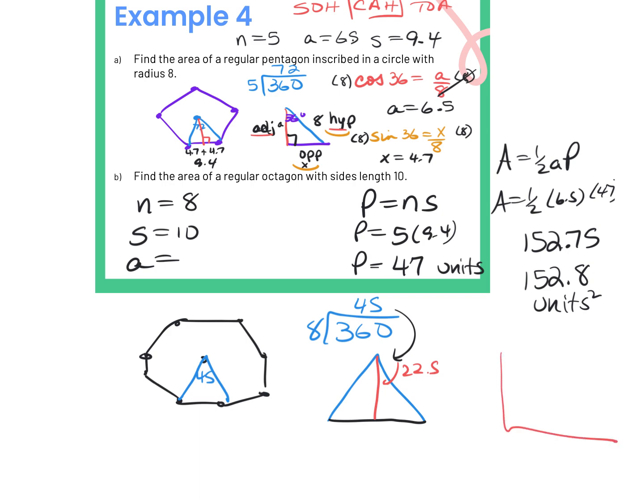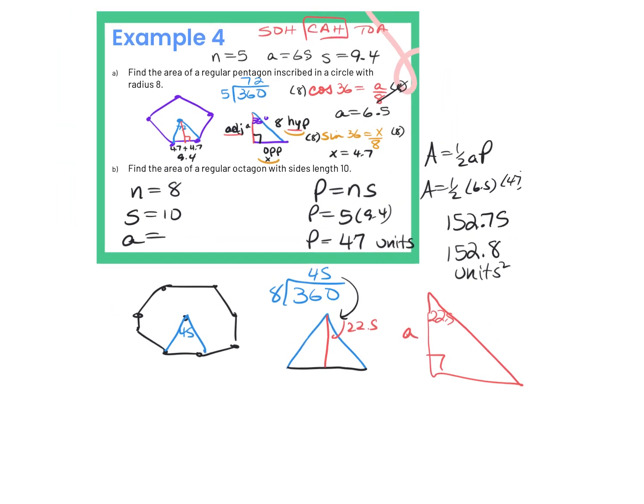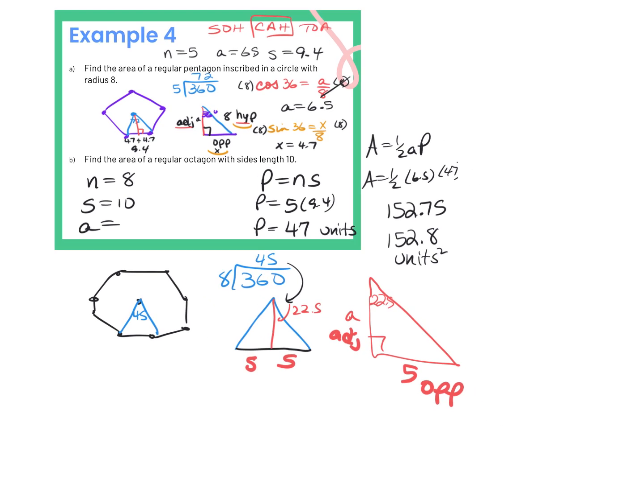So now here's my triangle. And I'm trying to find this side. I'm going to call that A. That's my apothem. That's what I'm looking for. So what they gave me was the side length. So when I draw the apothem in, that side length got bisected. So this is 5. So this is opposite to the 22.5. This is adjacent. I'm going to be doing tangent.